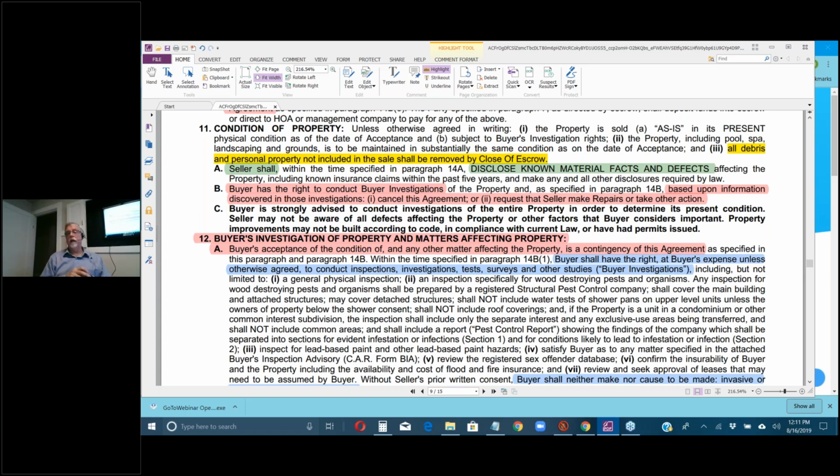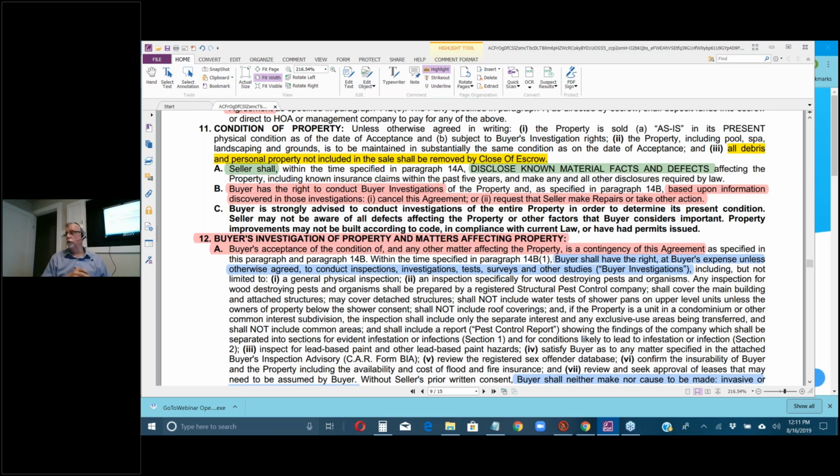I can't tell you how many agents have said to me, "Well, it was as is, so we didn't have to tell them anything." I'm like, I don't know where you got a license. You have to disclose anything, including known insurance claims, right?